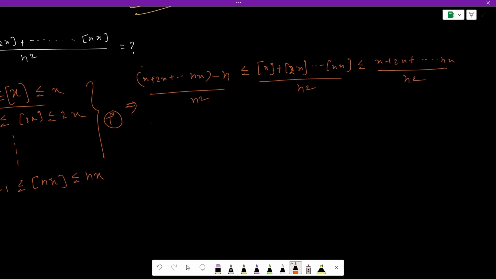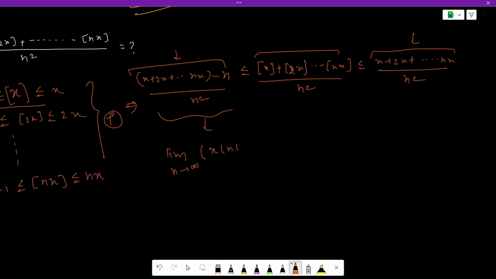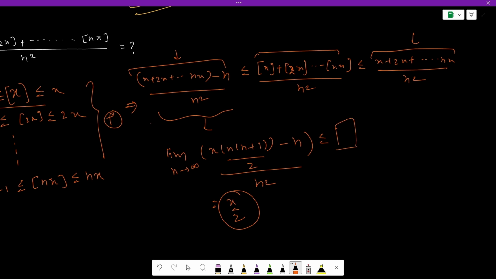Right, now as you can see we have created a series that is lower and a series that is greater than the required series. So if we take the limit for this, limit n tends to infinity of x into (n plus 1) by 2 minus n, divided by n square, the value of this is equal to x by 2, right? And this is less than or equal to the required value.